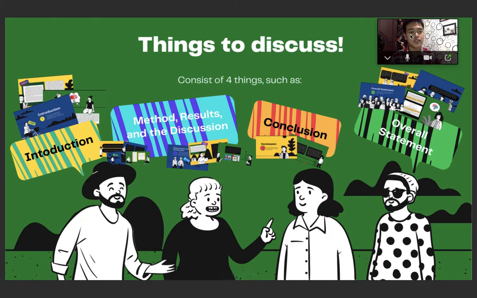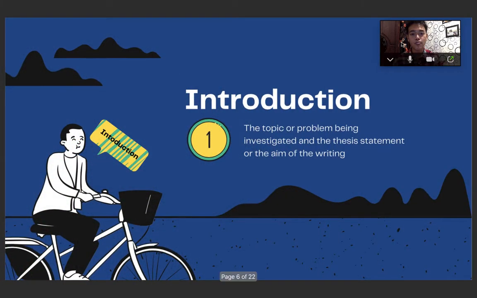To begin with, I would like to introduce the four things that we are going to discuss. The first is the introduction, the second is the method, results, and discussion, the third is the conclusion, and the last but not least is the overall statement. Let's get started. Introduction is where the topic or problems being investigated and the thesis statement or the aim of the writing are presented.